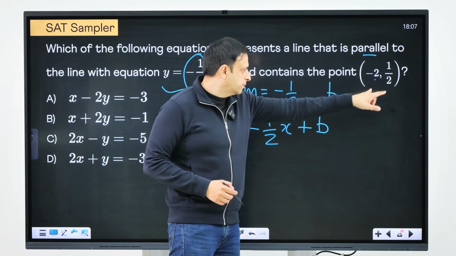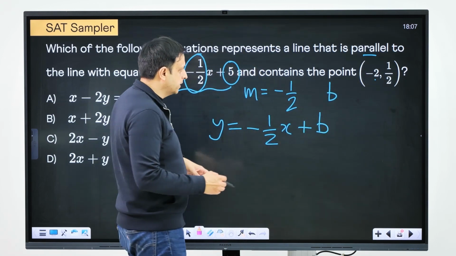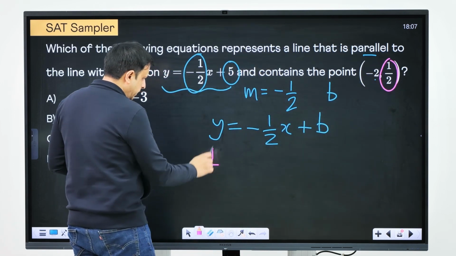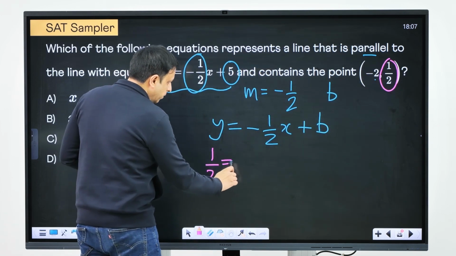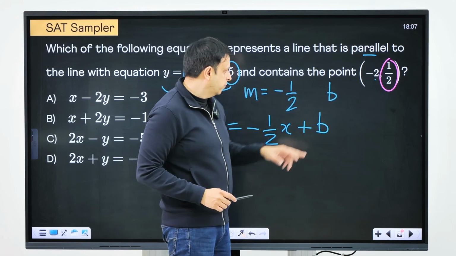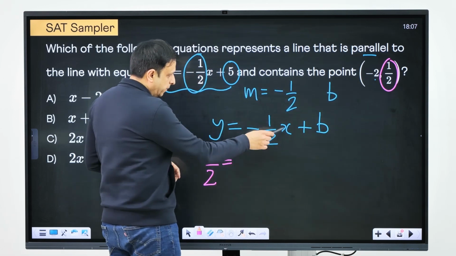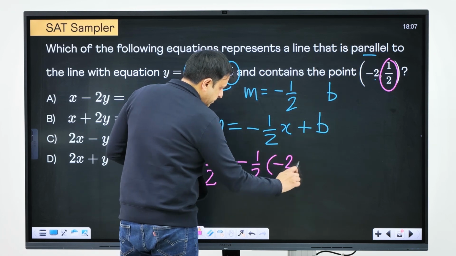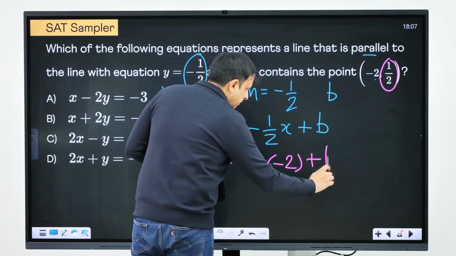So the coordinates of this point should satisfy this equation. Let's do that. The y coordinate is 1 over 2, so let's plug it in place of y. So 1 over 2 is equal to, the x coordinate is negative 2, so let's plug it in place of x. Negative 1 over 2 times negative 2 plus b.